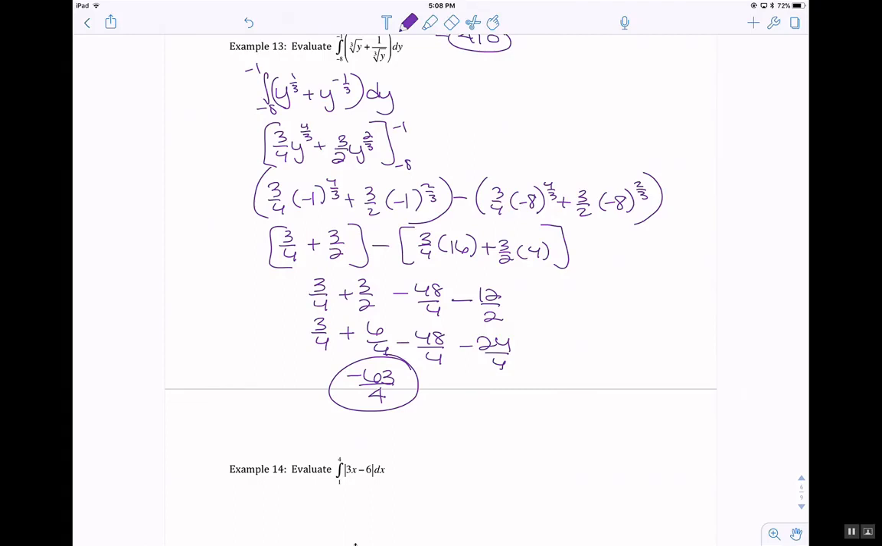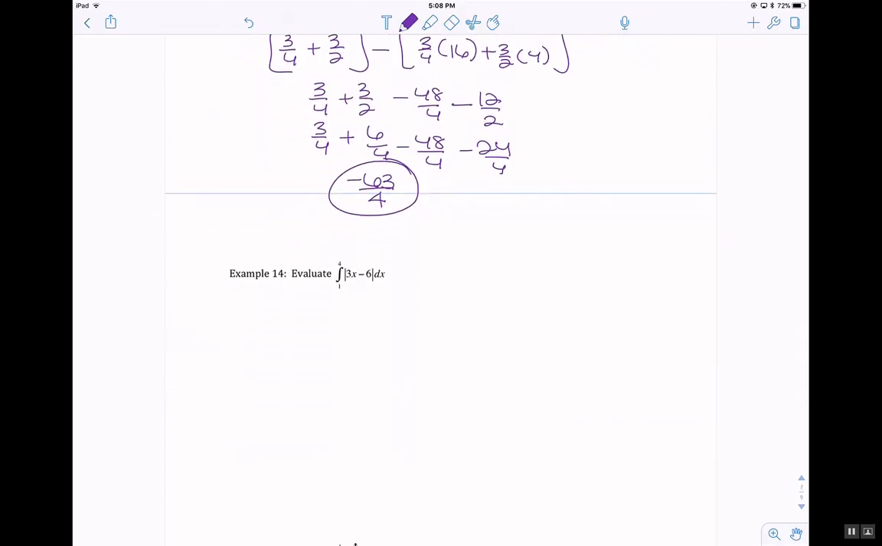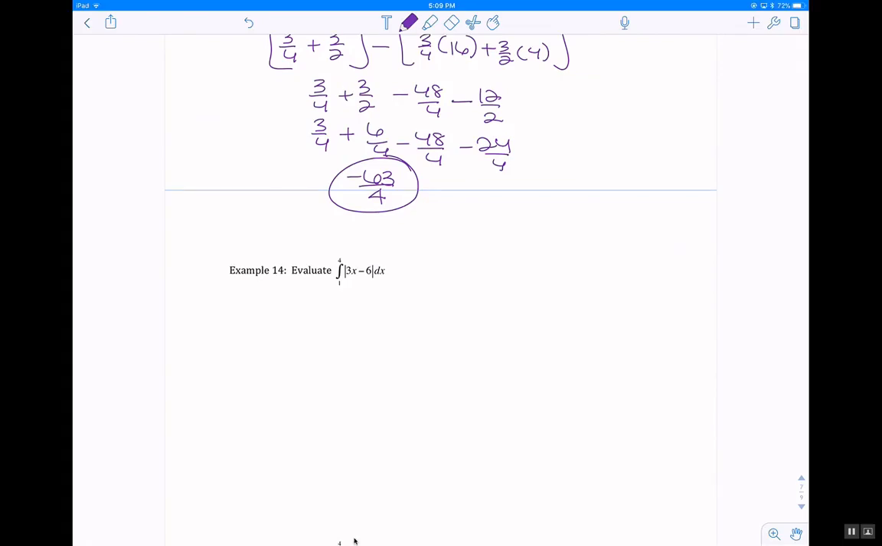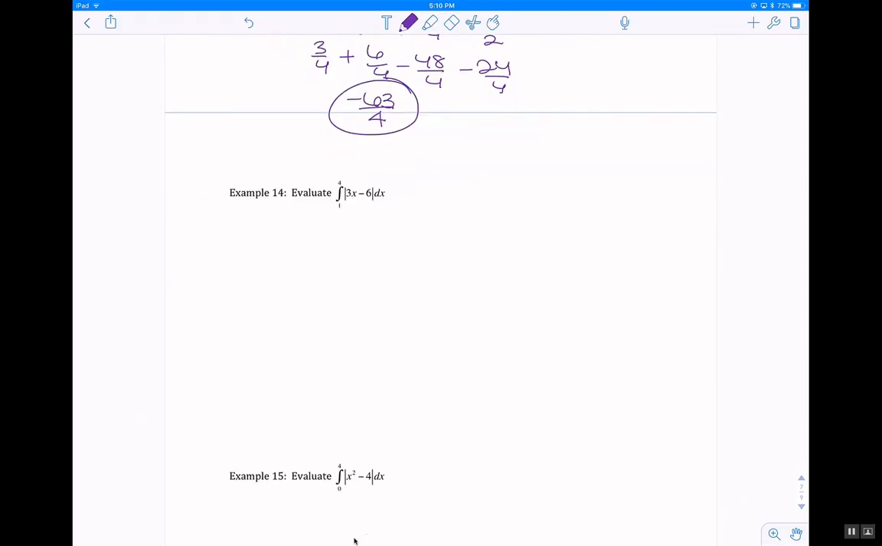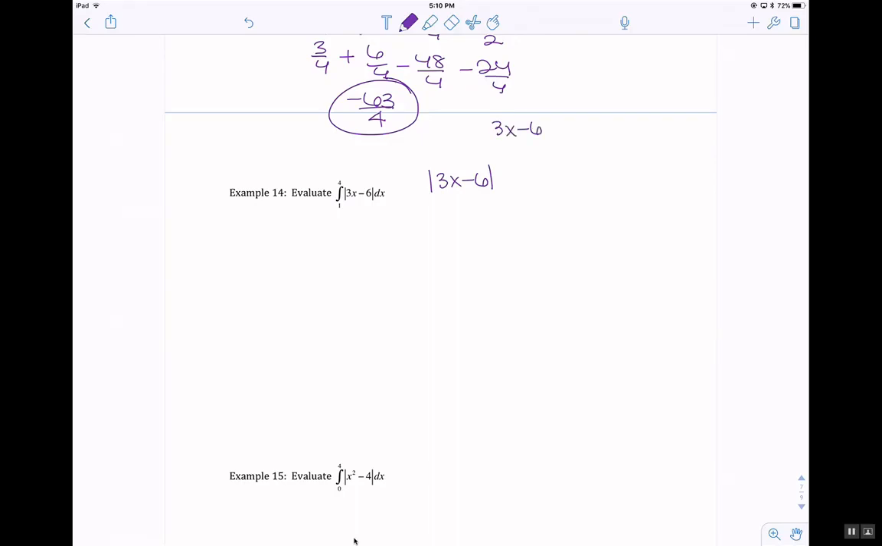So the next couple of ones are a little bit tricky because they involve absolute value. Okay, so remember with absolute value, I can take my absolute value equation and I can first take my 3x minus 6 and set it equal to 0. When I do that, I get 2.